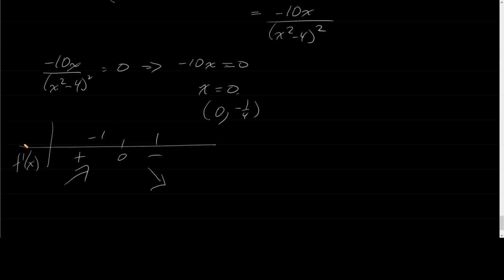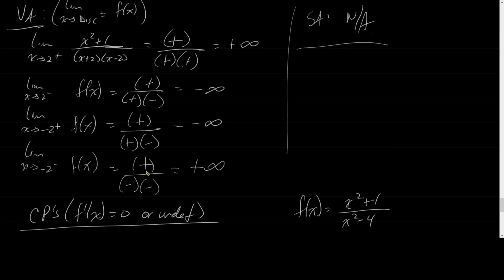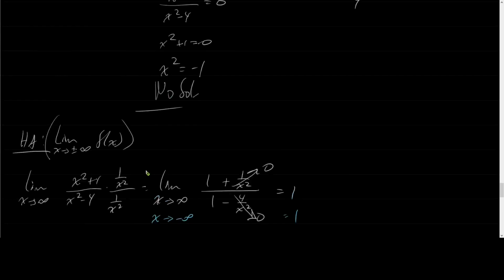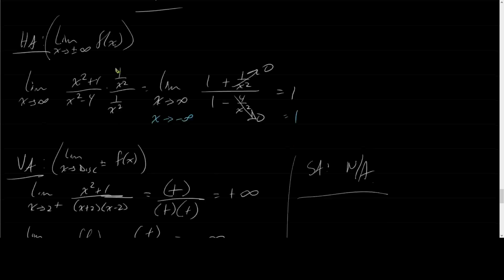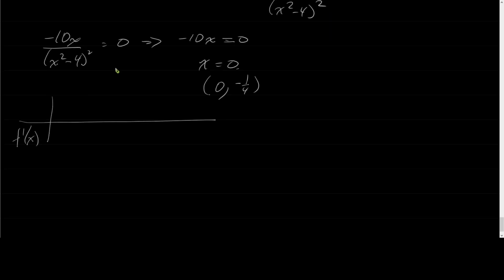hold on. I messed this up. And I'm going to tell you how I messed it up in a second. We had vertical asymptotes. We have to test around our domain as well. So we were supposed to test around 2 and negative 2 as well. So that's where I messed up. So let's go ahead and fix that.